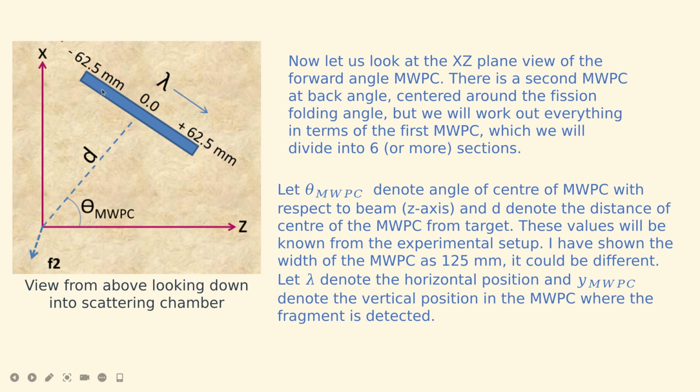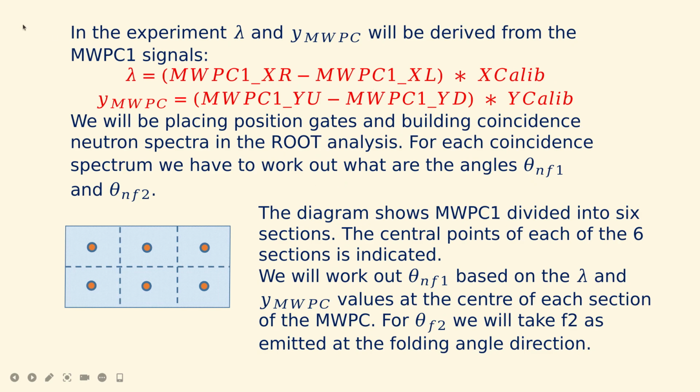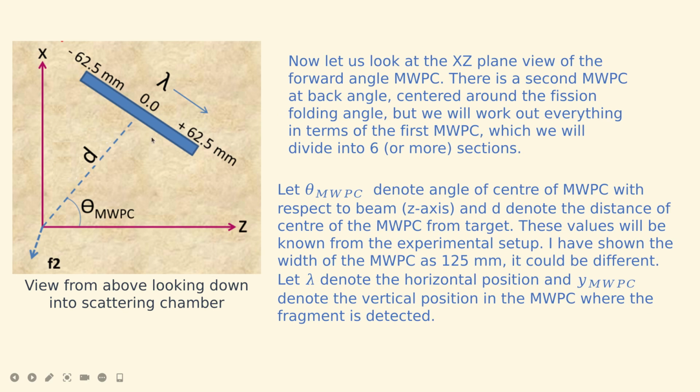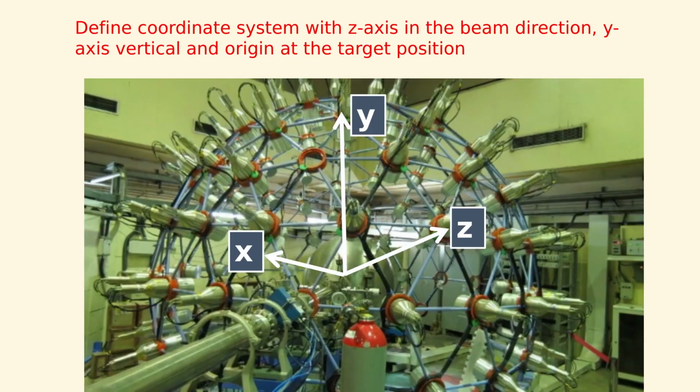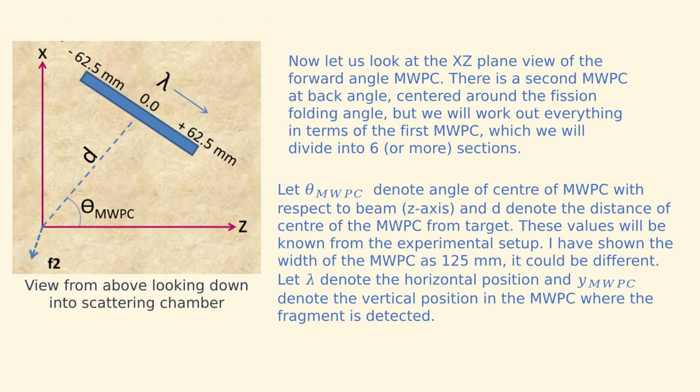Now here you can't see the verticals because this is a picture taken from above. The vertical direction, I call it Y, and I'm going to use the symbol YMWPC. So YMWPC is the vertical position where the fission fragment F1 strikes this MWPC. If it is 0, it means it has struck in the center. If it's positive, it means it's gone slightly up, and if it's negative, it means it's gone down. But this Y is actually the same as your Y in our lab frame. In the lab frame, Y was vertical. So even though the MWPC is tilted with respect to the XZ direction, in Y it's the same. YMWPC is actually the same as Y.